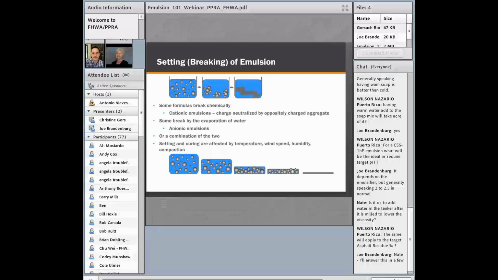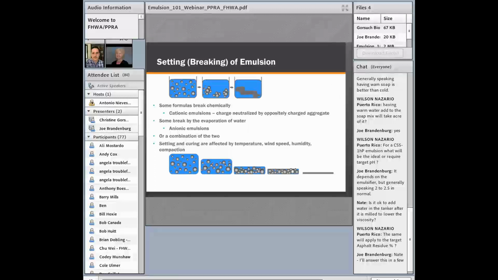So you have the cationic emulsion droplets that have that positive charge on them. You mix them with aggregates, which tend to have a negative charge on the surface. The charge is neutralized by the opposite charges attracting, and the particles stick together and the emulsion breaks. There are other ways that cationic emulsions break chemically, for example, in microsurfacing too. There's pH changes when you use cement filler. So those are ways that the emulsion breaks chemically.